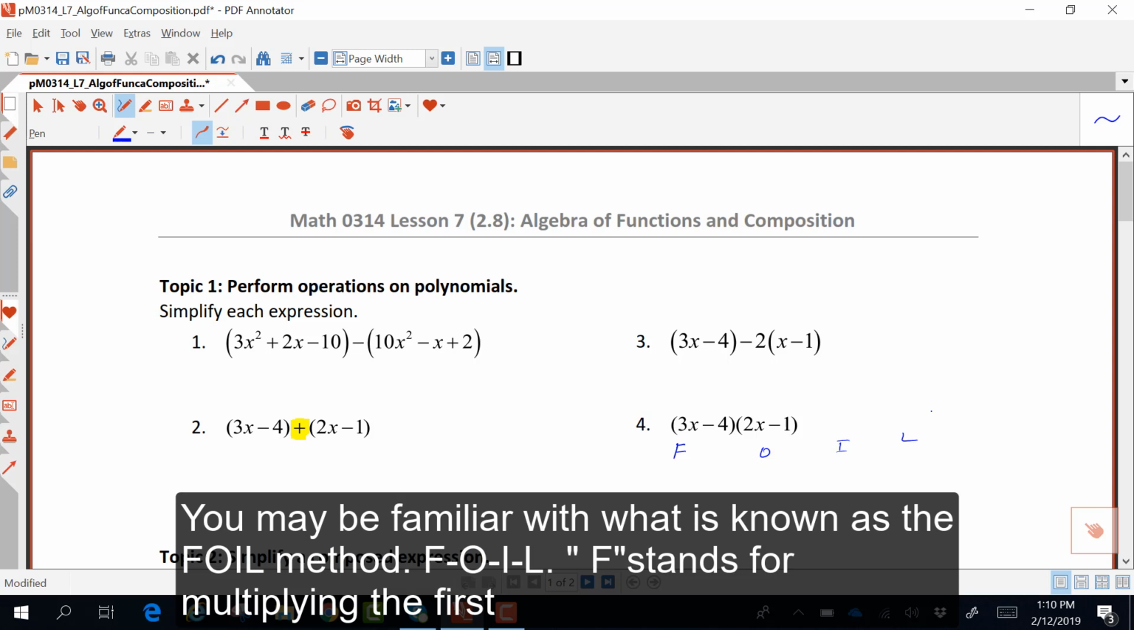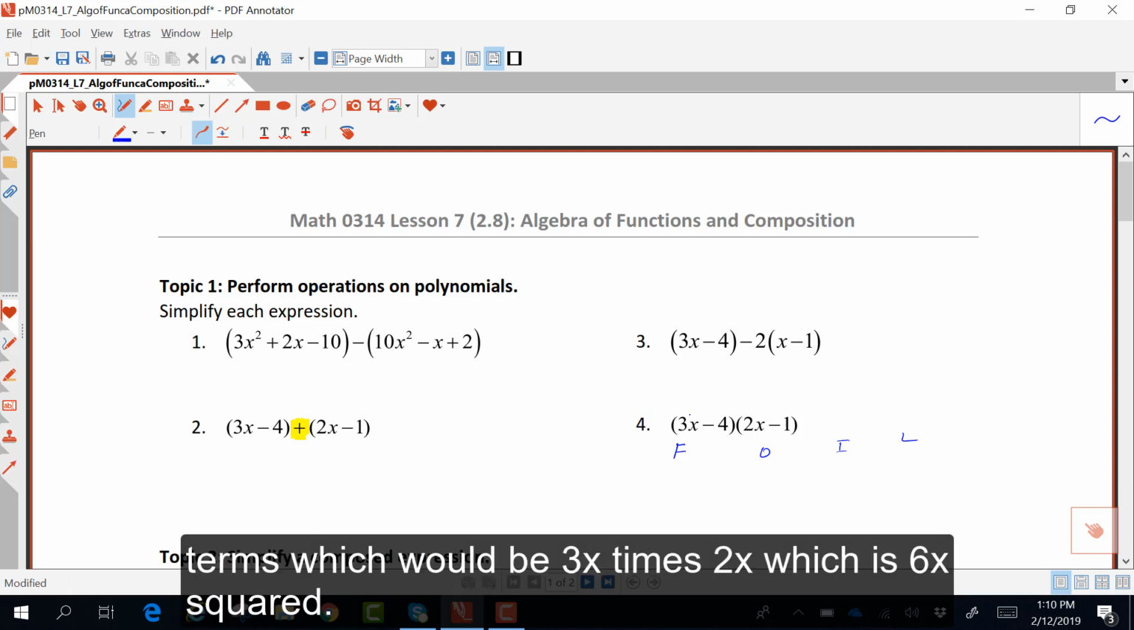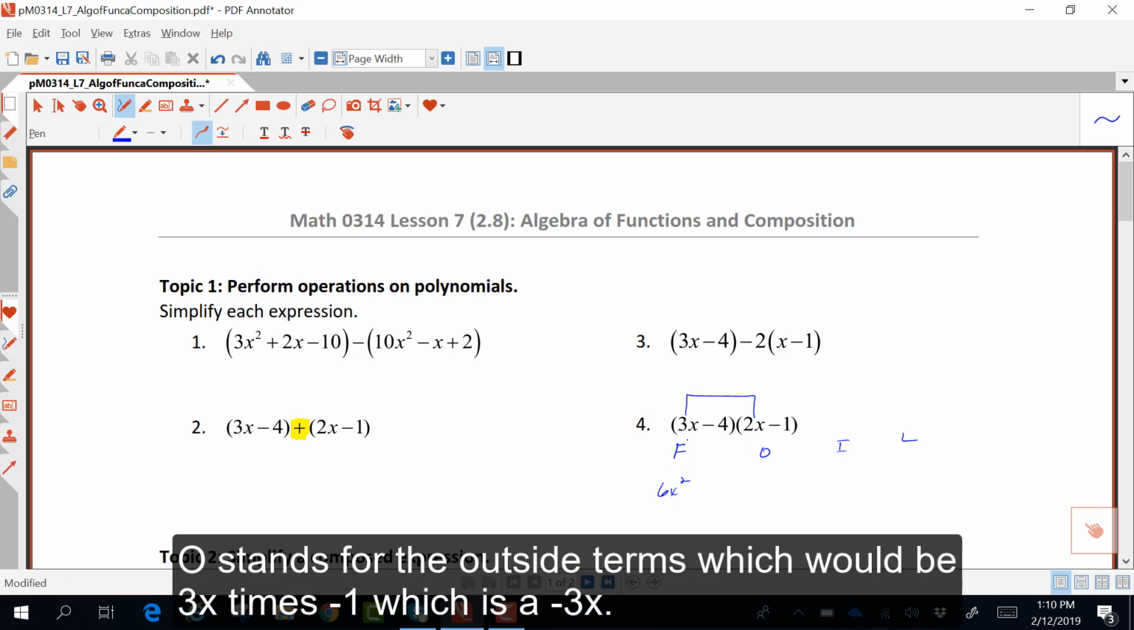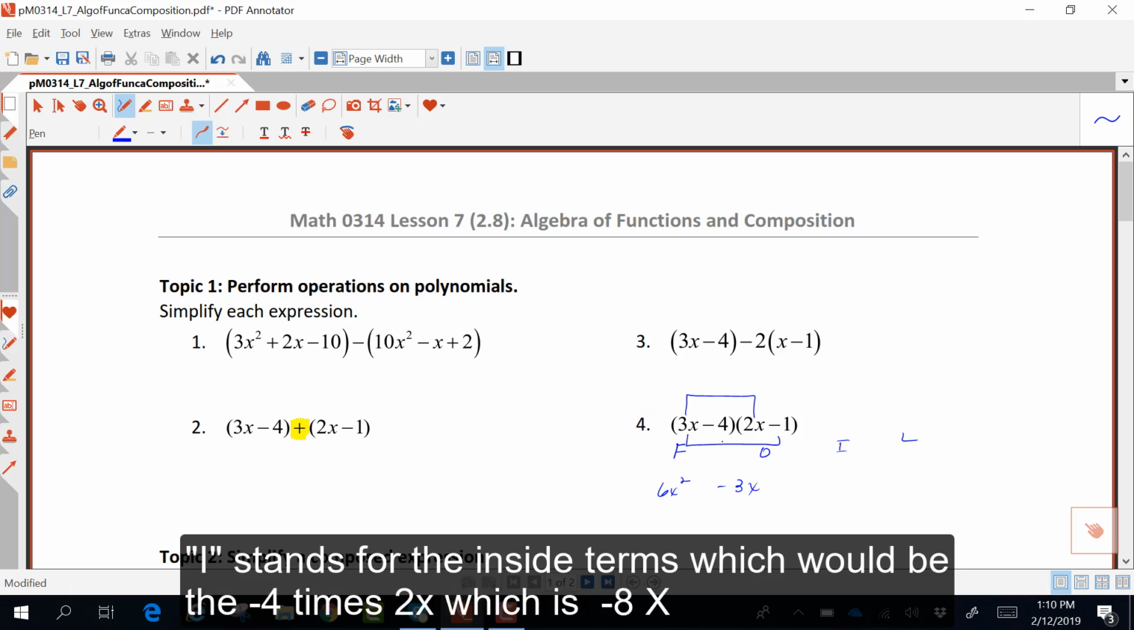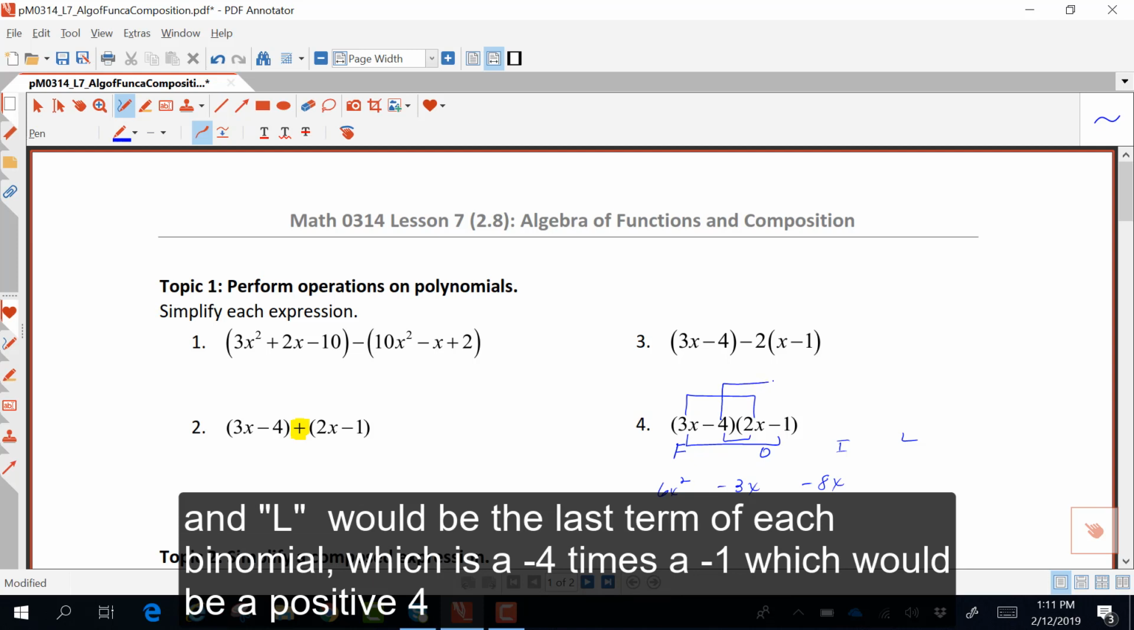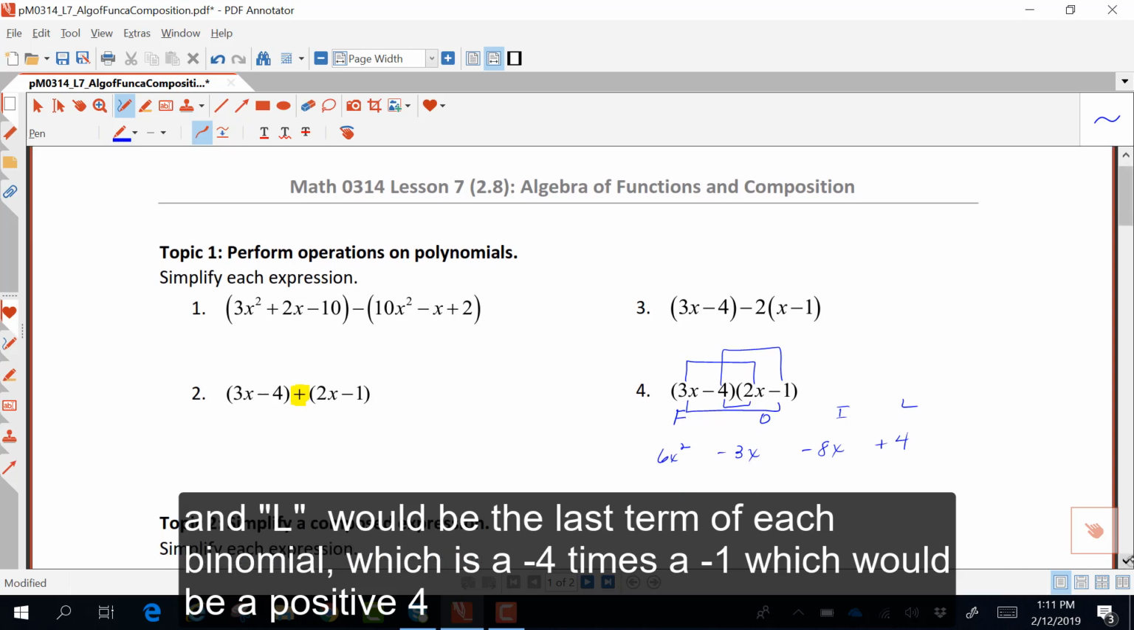F-O-I-L. F stands for multiplying the first terms, which would be 3x times 2x, which is 6x squared. O stands for the outside terms, which would be 3x times negative 1, which is a negative 3x. I stands for the inside terms, which would be the negative 4 times 2x, which is a negative 8x. And L would be the last term of each binomial, which is a negative 4 times a negative 1, which would be a positive 4.